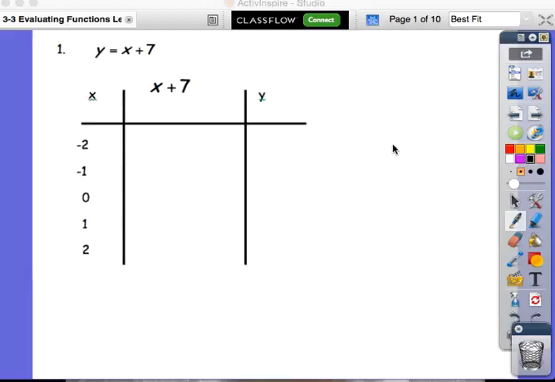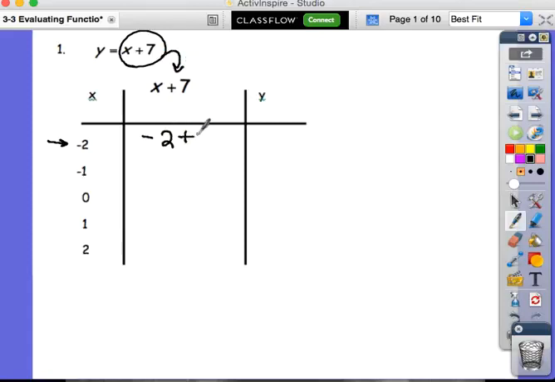Okay, the lesson is on evaluating functions. So the first thing we're going to do is look at the function that we have, y equals x plus 7, and substitute in the values that you see here in the chart. The first one we're going to substitute in is -2. This has already been written for you in the chart. So when you substitute in -2, you're going to have -2 plus 7.